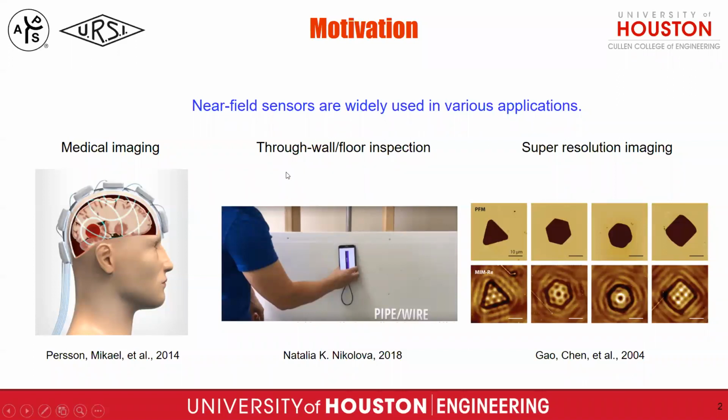And the second one is flow inspection. So we only need to put the sensor on the surface of the floor or wall, and we can know the details inside or underneath. The third one is super resolution imaging. For the small scale objects, we can use the near field sensor with high resolution to capture the details of the object.